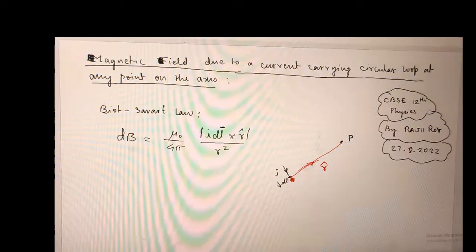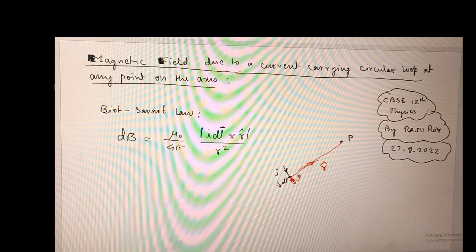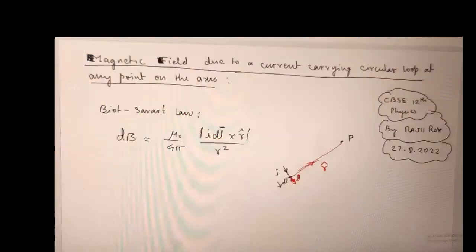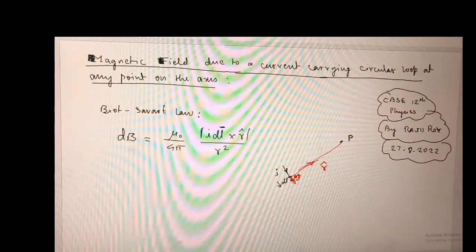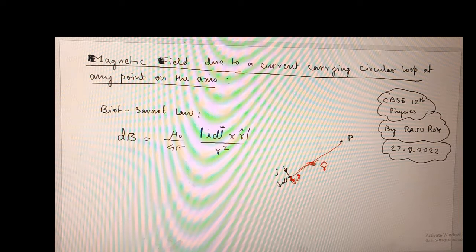Got it. If we take the I dl cross r, you will get it by cross product, and by cross product I can find out the direction. The direction will be perpendicular to the plane which contains unit vector r and I dl. Unit vector means we are taking only the unit length along the r vector. So this is what I dl cross r means.